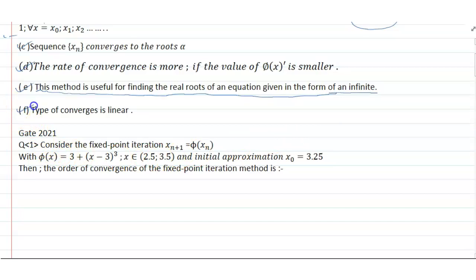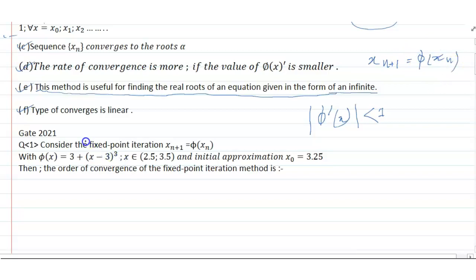The type of convergence is linear. So friends, now you can understand the main condition: |φ'(x)| < 1. Then we can use the iteration method. Our iteration process is x(n+1) = φ(xn). This is the iteration process. So friends, let's start to solve a problem.